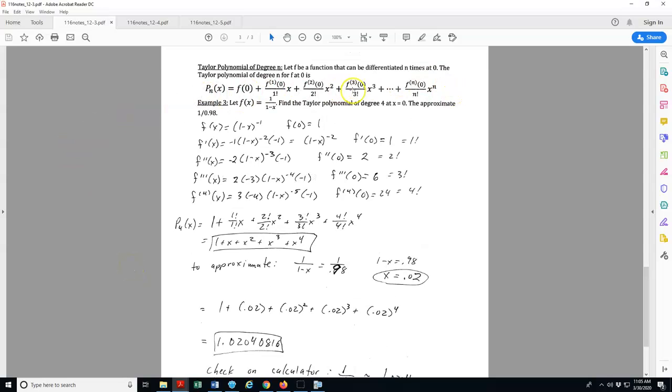So again, I will give you this general term. So again, we need to find the derivatives. We need to find then the derivatives at 0, at which point I can plug them in to my Taylor polynomial. And then if we approximate, I find the x value, and then I plug that x value into that Taylor polynomial.